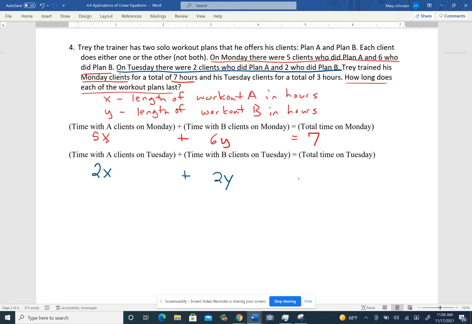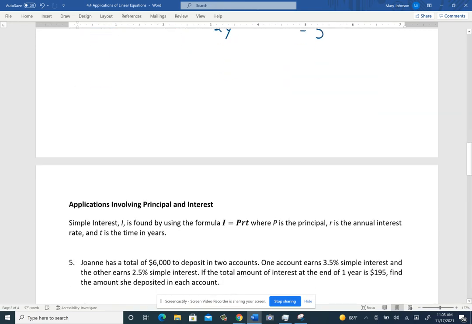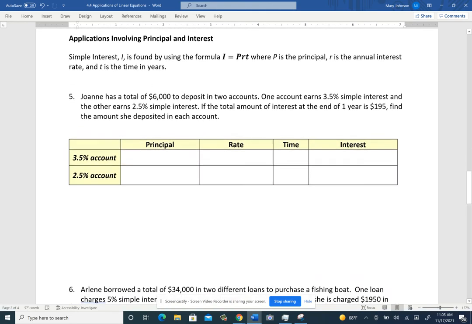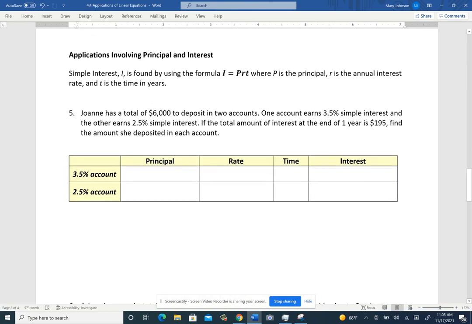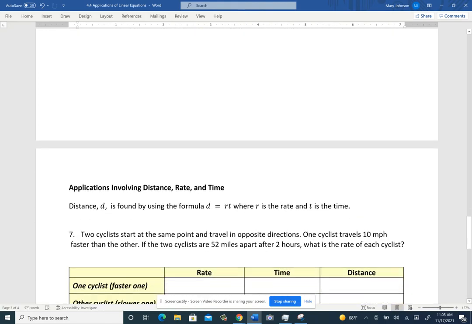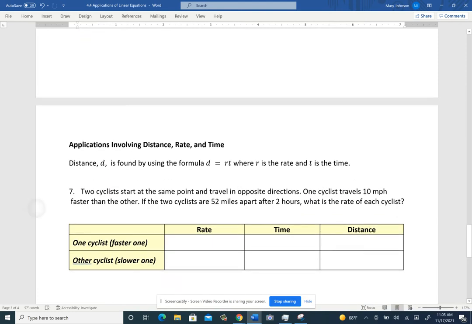And on Tuesday, he just worked for 3 hours. Okay, and that's because I got that right here. Tuesday was 3 hours. All right, so there's our system. And then all we got to do from there is solve it. Okay. All right. Now, I'm going to do a couple problems dealing with interest rates. And then at the end, I'm going to do a couple problems dealing with distance, rate, and time. Okay.